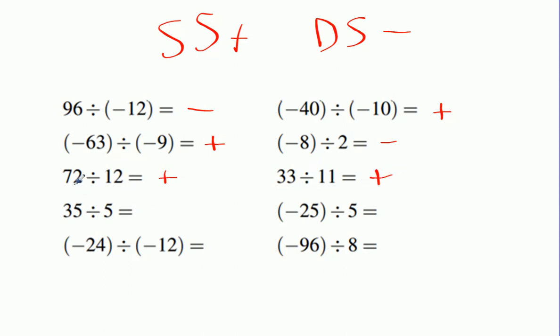35 divided by 5, same signs, they're both positive, my answer will be positive. Negative 25 divided by 5, those have different signs, my answer will be negative. Negative 24 divided by negative 12, same sign, so my answer is going to be positive. And the last one, negative 96 divided by 8, those are different signs, so my answer is going to be negative. All right. So now that you've had a few minutes, hopefully you got all of these right, so that's great.